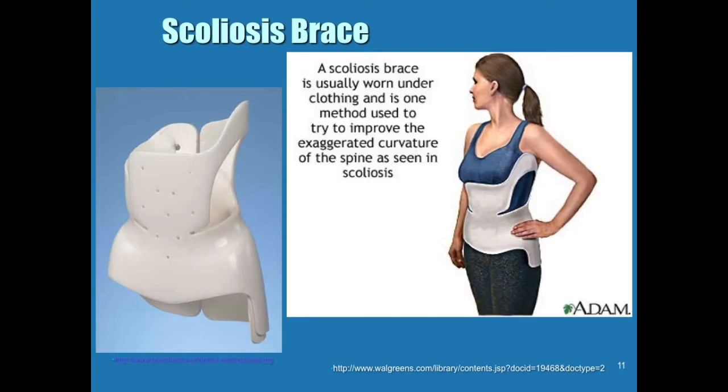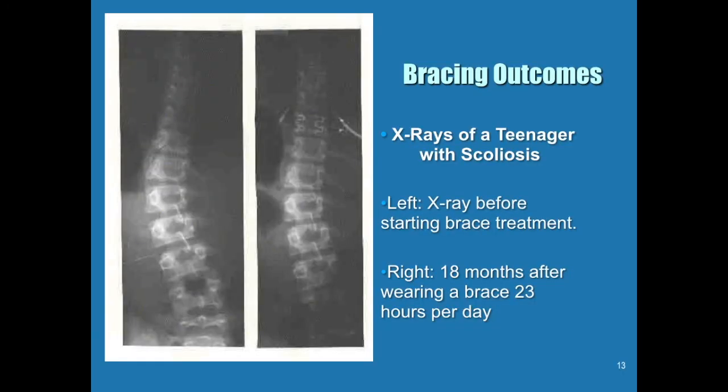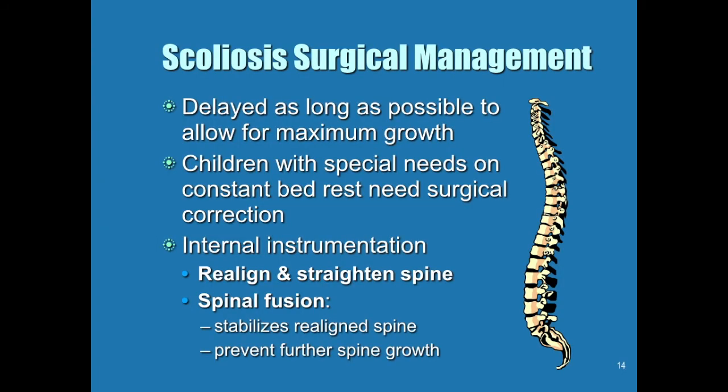Here's what it looks like. And if they have a higher curvature, this brace can go all the way up to the neckline. Those kids are very reluctant to wear it. So here's a child being fitted for the brace. She's not a happy camper about it, but she would be less of a happy camper if she needed surgical intervention. And you can see how this child did very well in continually growing in the spine and not increasing the curve. Now, if they do not respond to a brace, then they're going to need surgical correction.